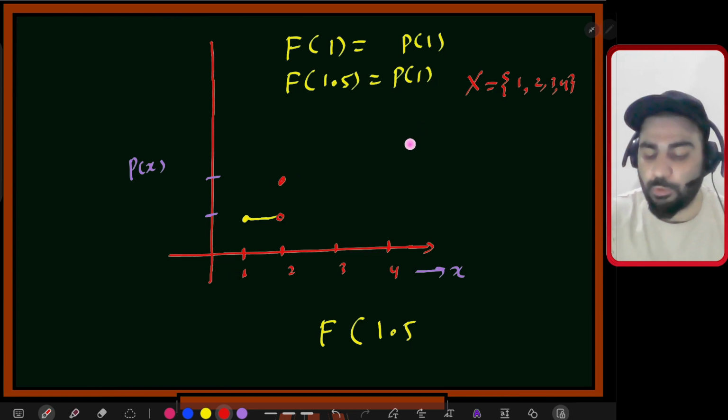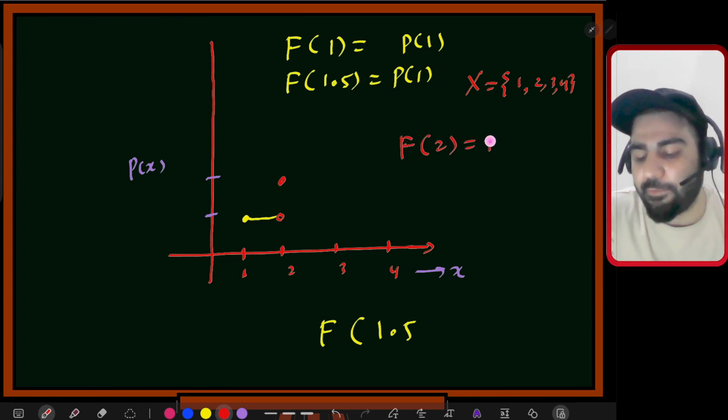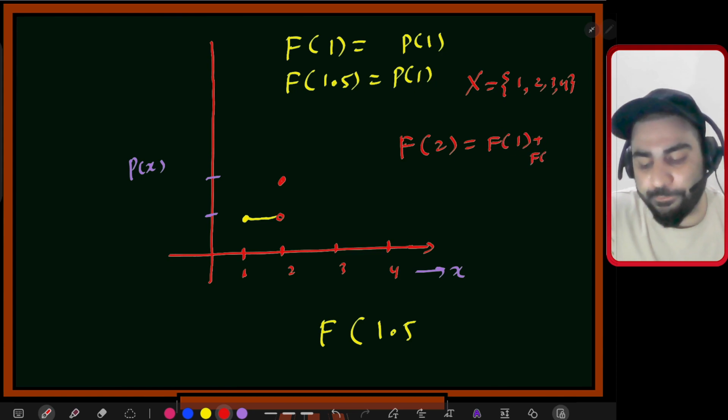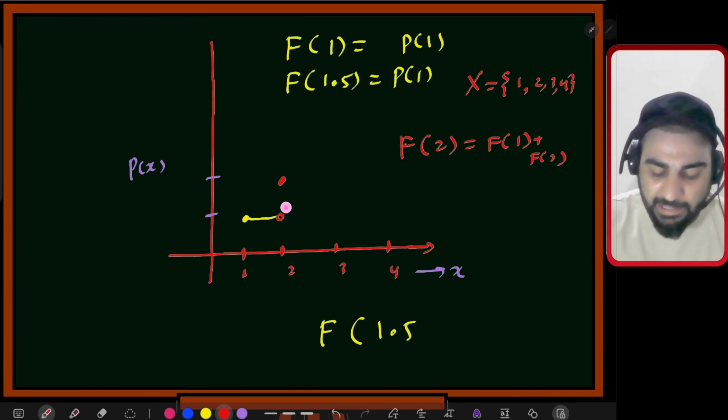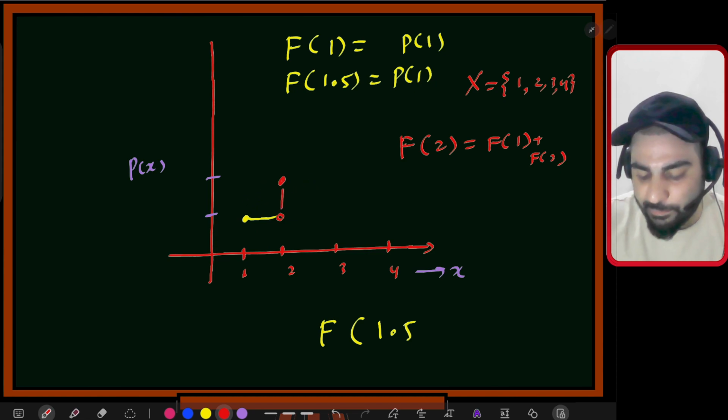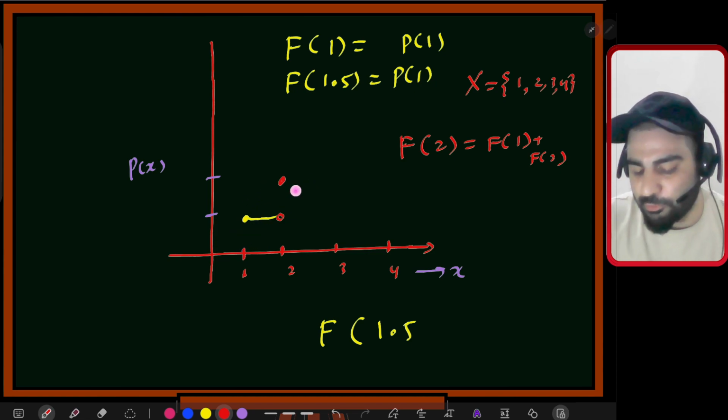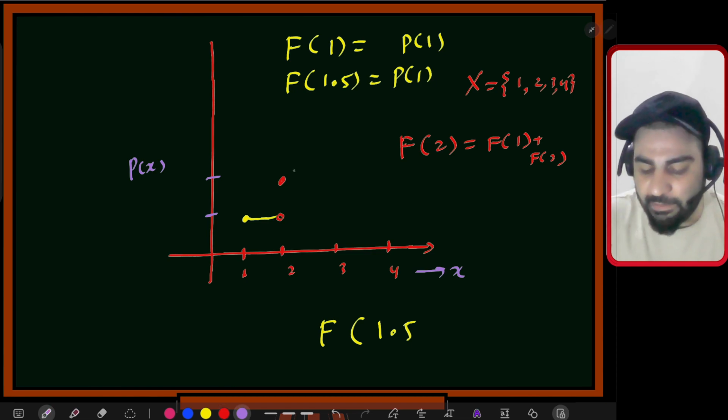So 1 plus 2. If I write F of 2, it will be f of 1 plus f of 2 now. That's why I did it. I have to add this much. Initially the probability was this, and now I have to add this much also. So that's why for 2, the probability will start from here.